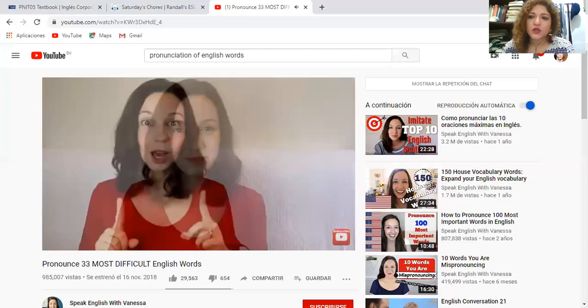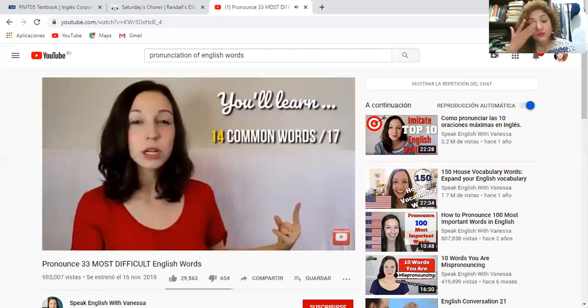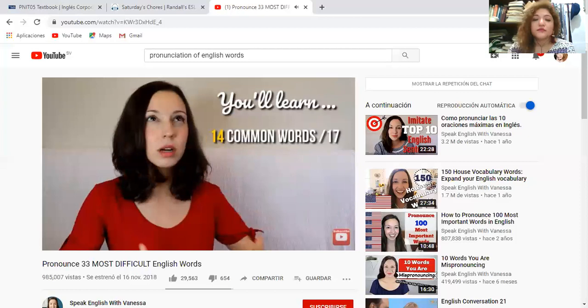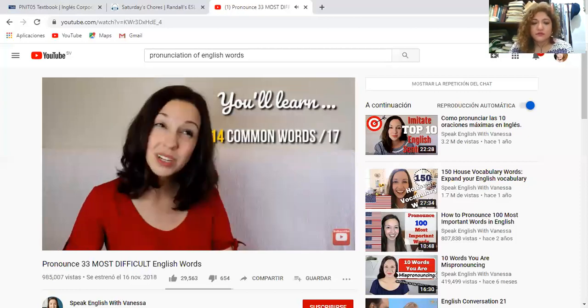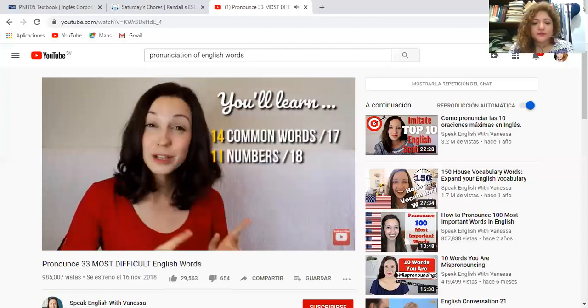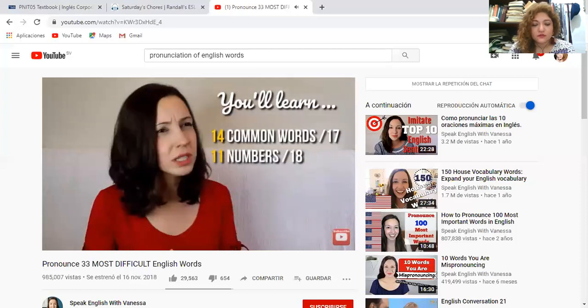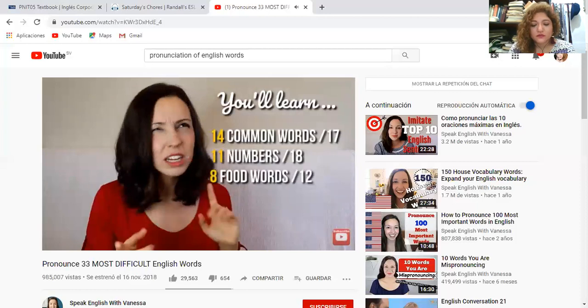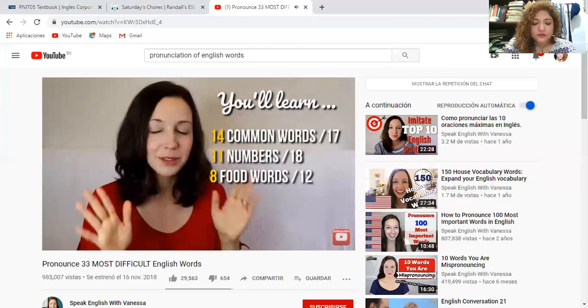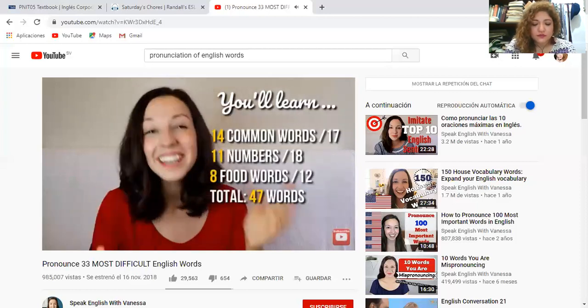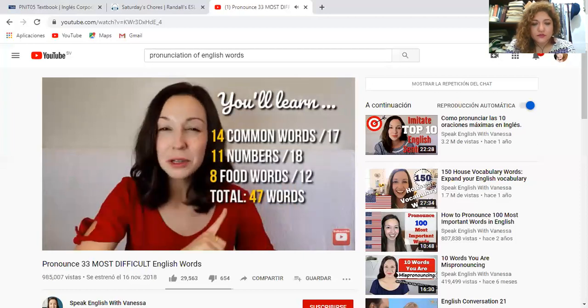A quick breakdown. There are 14 commonly difficult words, but actually 17 because there's three bonuses. Then 11 numbers that are difficult, but actually 18 because I added some extras. And 8 food words, but actually 12 because I added 4 bonuses. Okay, so really, here are 47 difficult words to pronounce, and you're gonna learn how to pronounce them correctly.